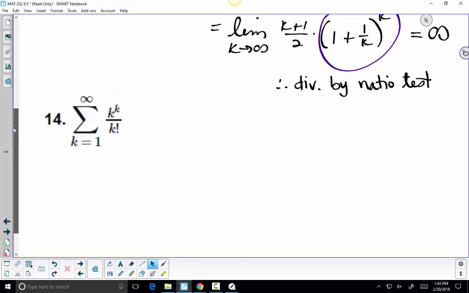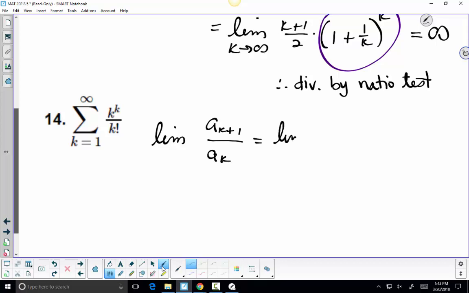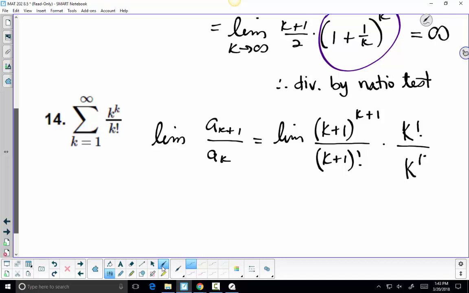All right, so same idea. We're going to take the limit of a sub k plus 1 over a sub k, the limit of consecutive terms. And that will be the limit of (k plus 1)^(k+1) divided by (k plus 1) factorial, multiplied by the reciprocal of a sub k. The reciprocal of a sub k should look like that.